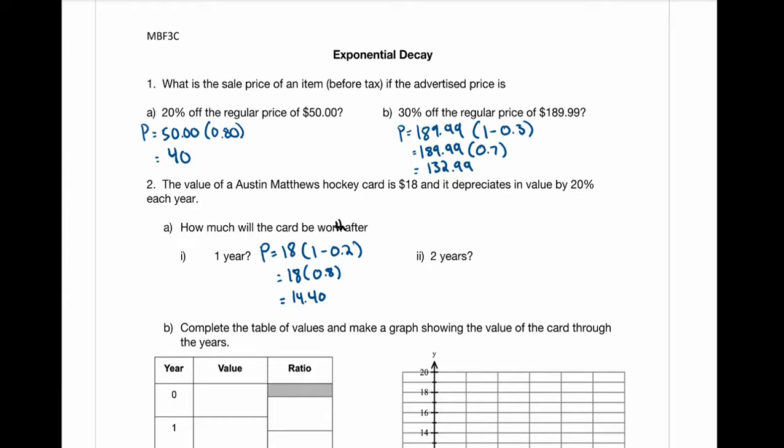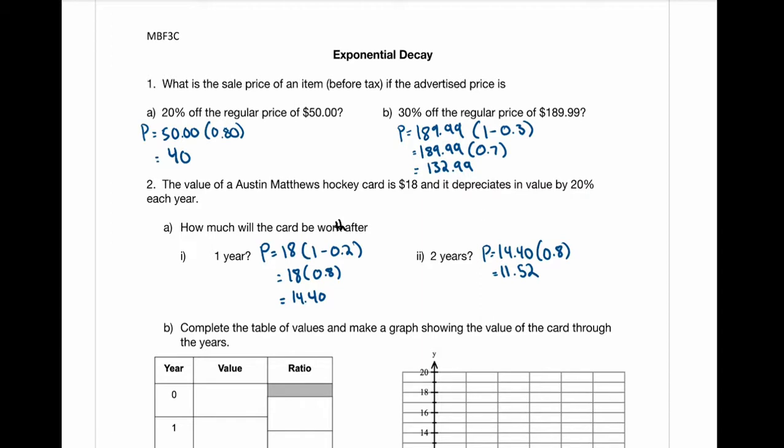Well, how do I do it for 2 years? I could take the $14.40 and do the exact same thing. So the price is going to be $14.40 multiplied by 0.8, which I know is what the worth is going to be. It's going to be 80% of the price that it starts at, and I get $11.52.